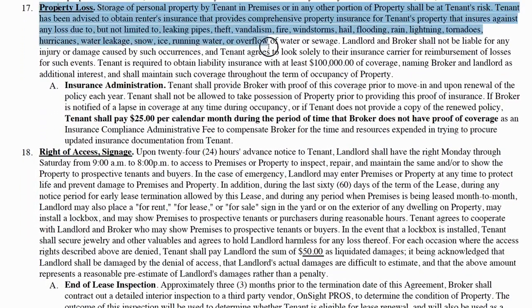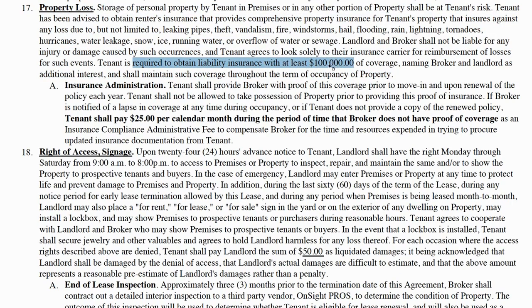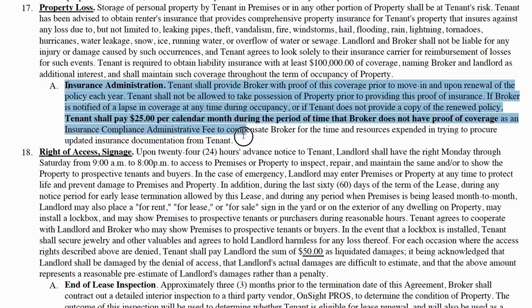You are responsible for making sure that your personal property is insured. So you have to have renter's insurance to cover your belongings, and also to obtain liability insurance of $100,000 minimum. So you have to provide this before you move in, which is what this talks about here. You're required to provide us a copy of your insurance, and you also have to make sure it stays up to date. It can't lapse. If at any point it lapses, then you'll have to pay us $25 per month when we don't have proof of your insurance.